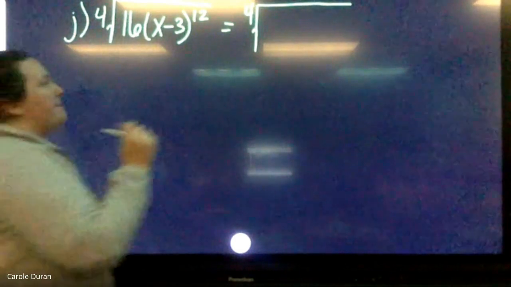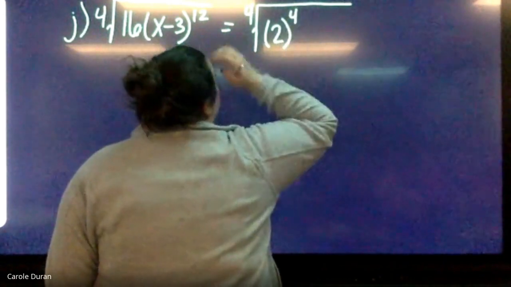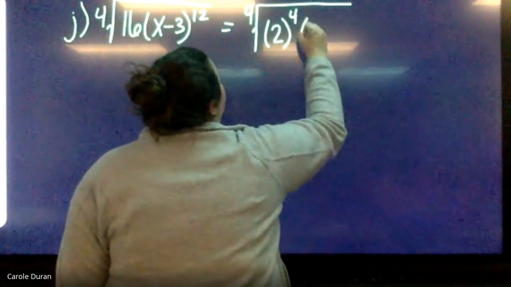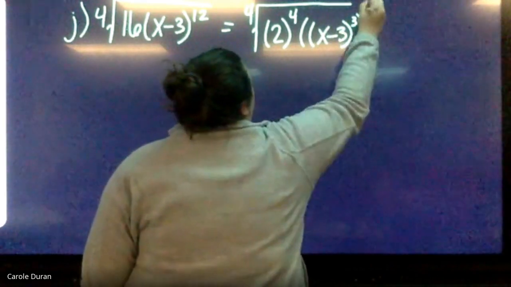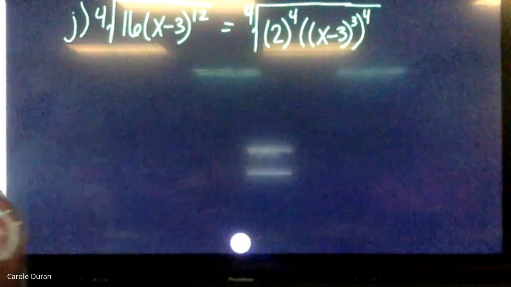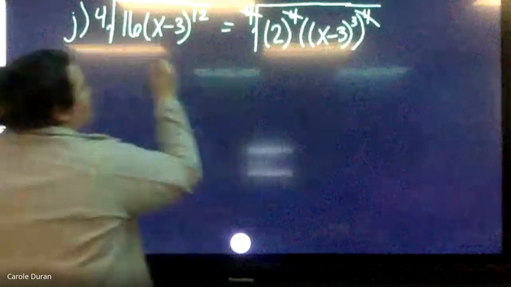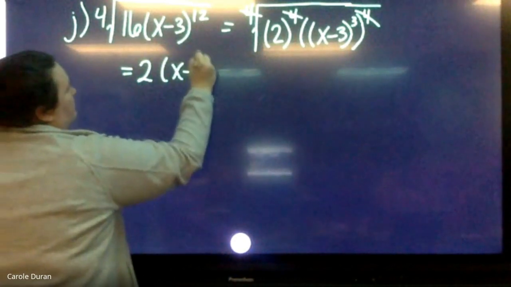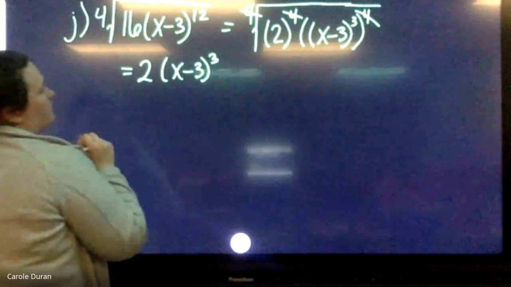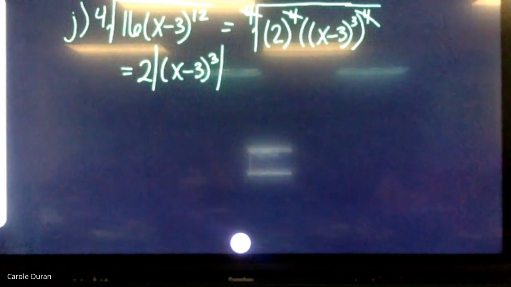2 in parentheses, to the square root of 4. There you go. And then parentheses, x minus 3, and then to the 3rd power, and then to the 4th. Perfect. How does that reduce? And then you cross out all the letters at the top. And then you have 2 parentheses x minus 3 cubed, and then absolute value on the parentheses x minus 3. Perfect. So 2 times the absolute value of the quantity x minus 3 cubed.